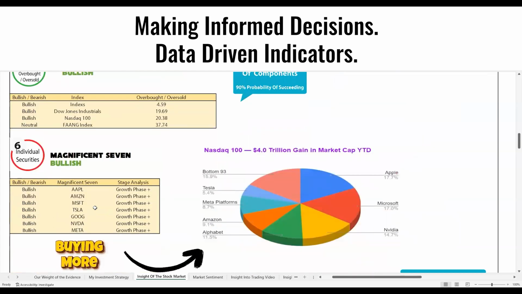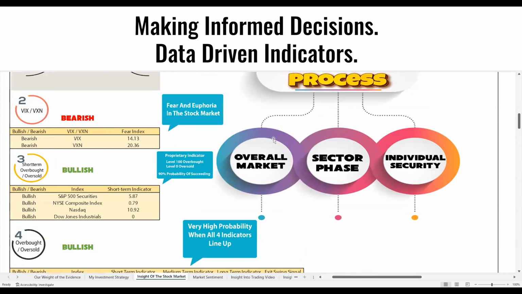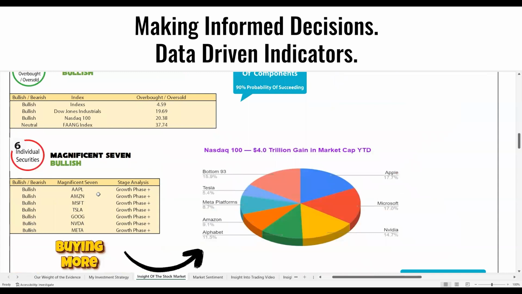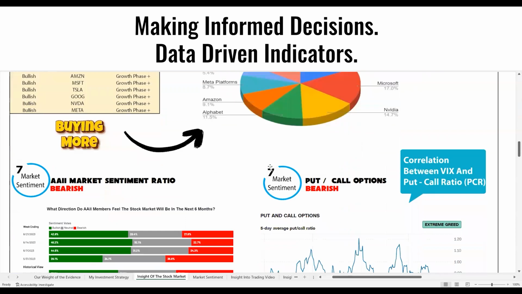Let's continue further. We started with the overall market. A lot of indicators are showing that we are bullish. We break it down into the sectors, technology, semiconductors, and then we break it down into the individual securities. We have been focusing the last 4 months on Apple, Amazon, Microsoft, Tesla, Google, NVIDIA, and Meta. All of them are inside the NASDAQ 100, the QQQ, and heavily weighted.